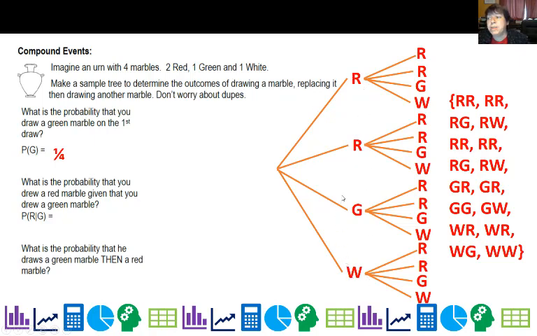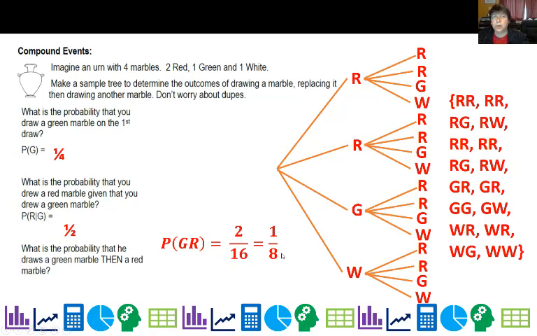Now remember, I'm putting the marble back. So if I put the marble back, what's the probability I draw a red marble given that I drew a green marble? Well, there are two outcomes here out of 4, so that probability is 2 out of 4 or 1/2. Now, what's the probability I draw a green marble then a red marble? Well, there are two outcomes here for green then red out of 16. So it's 2 out of 16 or 1 over 8.